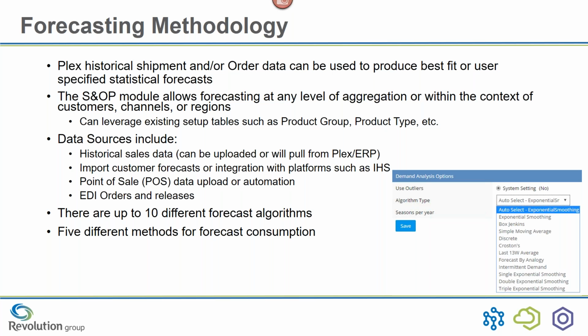And then because we often have questions around how to consume the forecast, there are 5 different methods, and I'm not going to get into all of them, but there are different ways we can tell DemandCaster to consume the forecast that's out there.